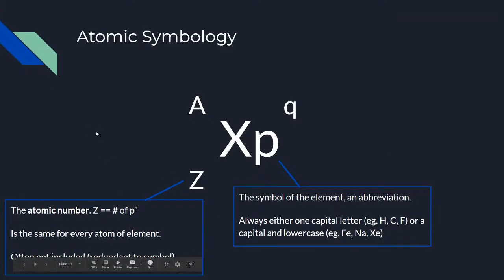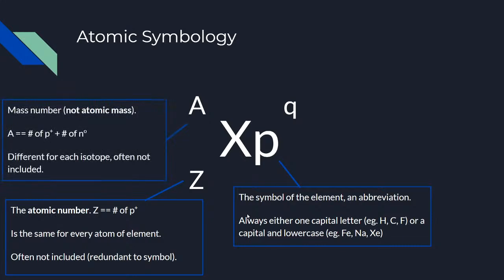It is the same for every atom of an element, and therefore it is often not included. It's redundant. If you're talking about helium, you know you're talking about an atom with 2 protons. Why bother to restate it? It's like saying, we have sent a probe to Mars, the 4th planet from the sun, the red planet, named after the war god Mars. You just keep on piling on redundant information. It's not particularly helpful. So we usually don't include the atomic number.